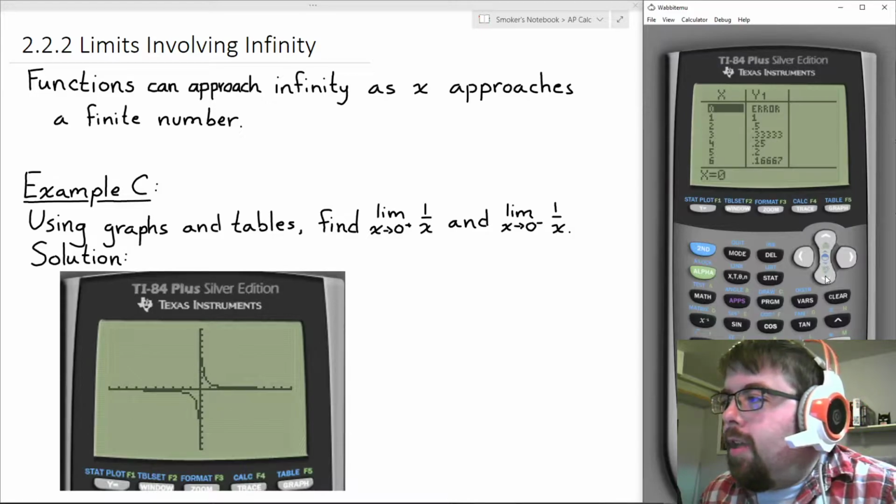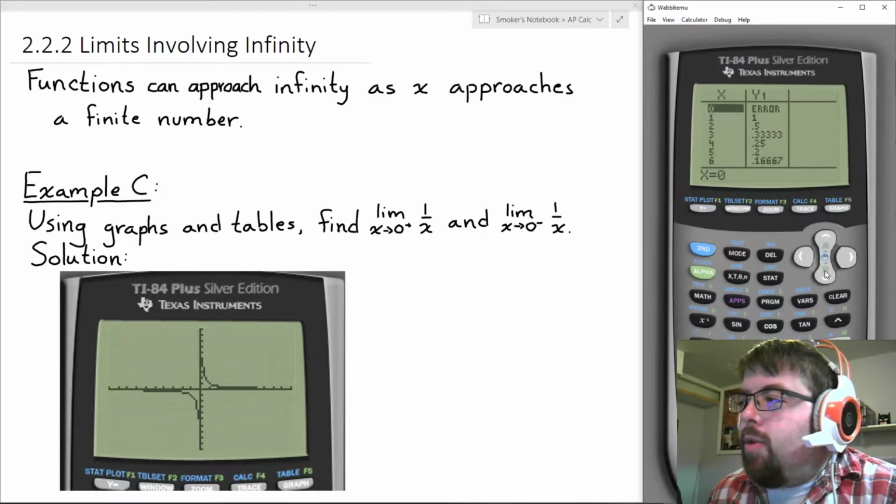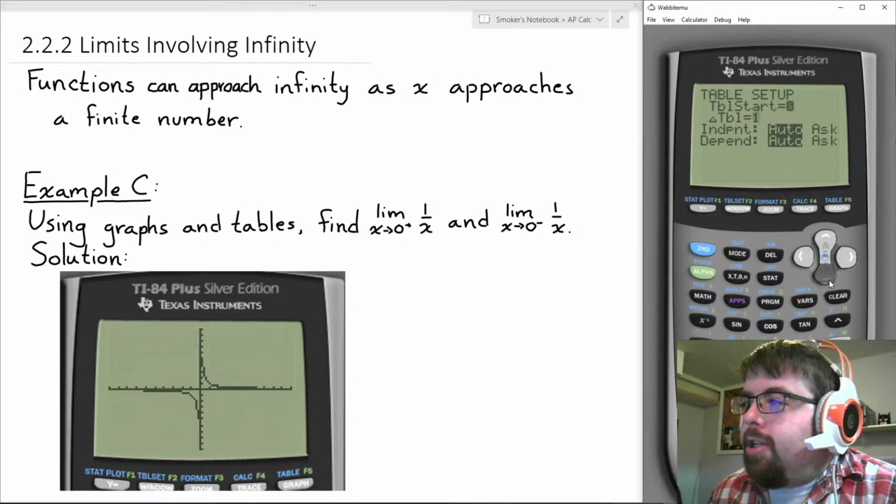And you can see here that it's 1 and then 0. So we're not getting a very deep look at what's happening as it approaches 0, because 1, increasing by 1, is actually a large increase for what we're looking at. I want to look at the numbers between 0 and 1. So I'm going to go to the table set, and I'm going to change the table change to 0.1. I'm going to leave the table start at 0.